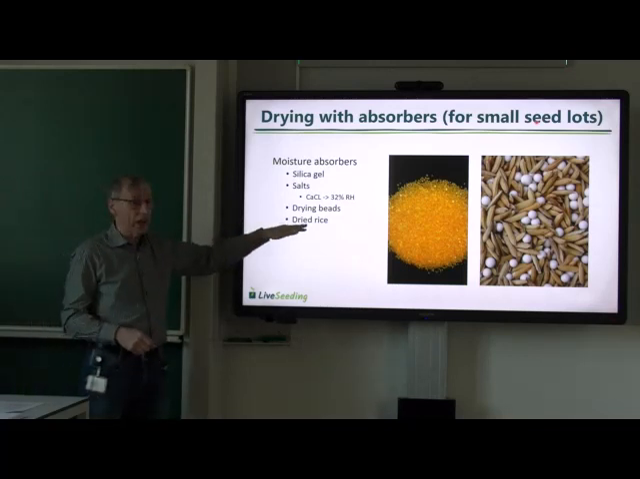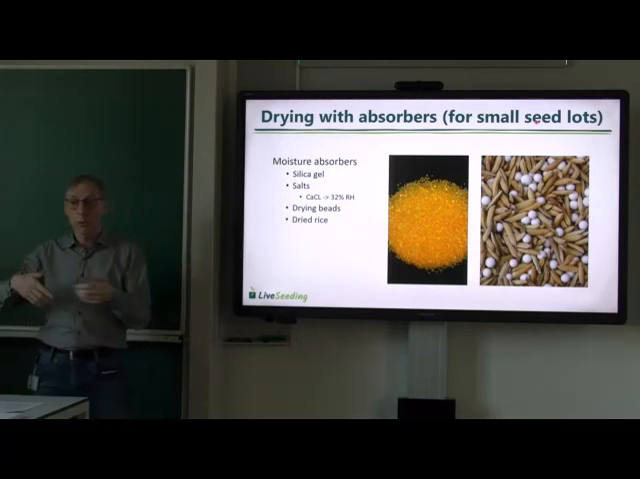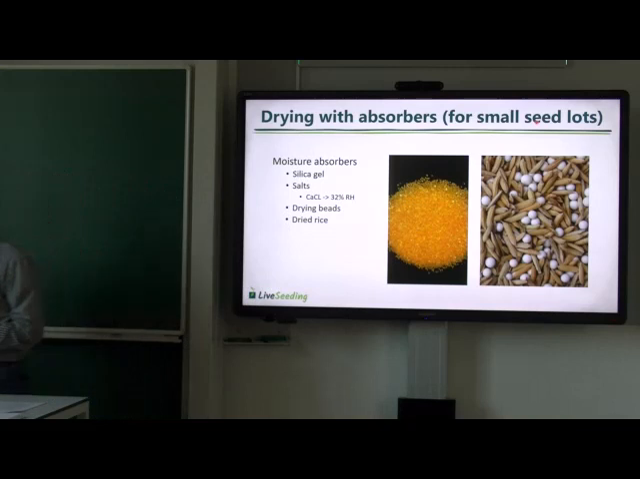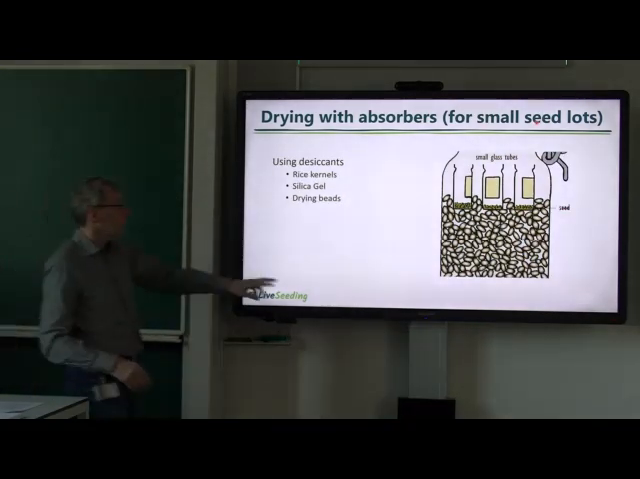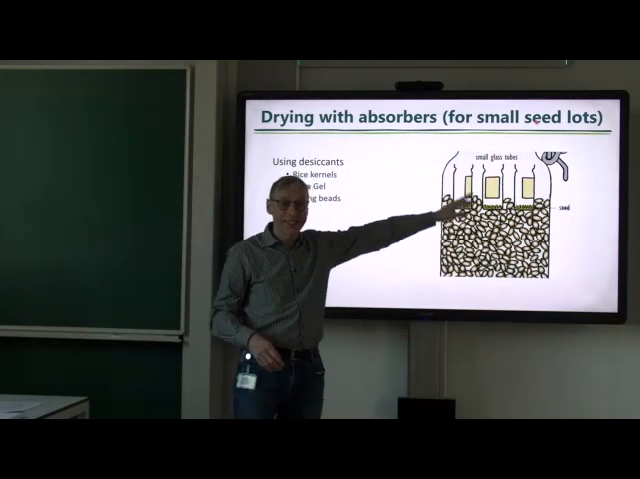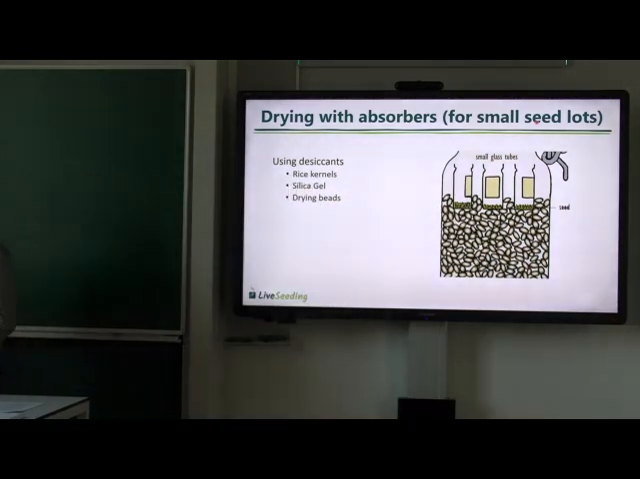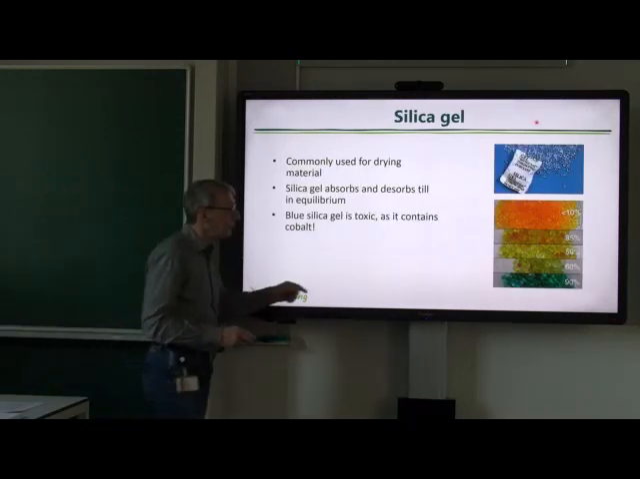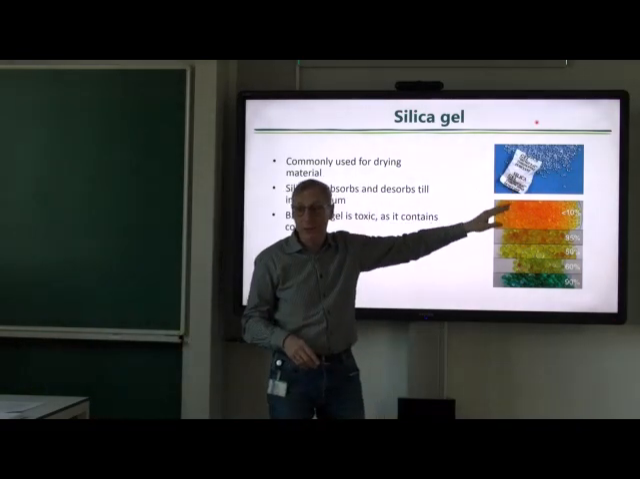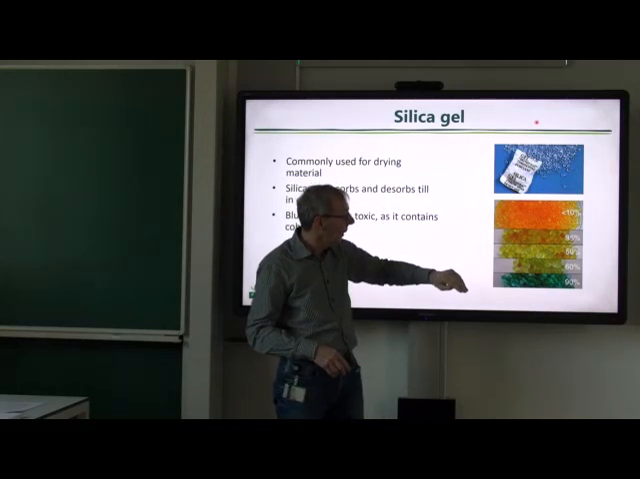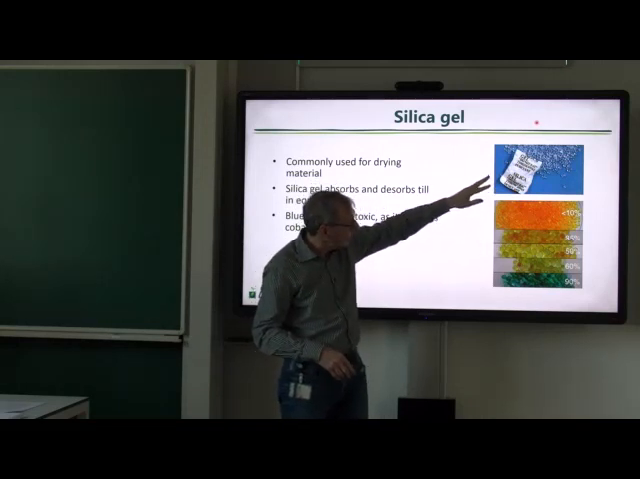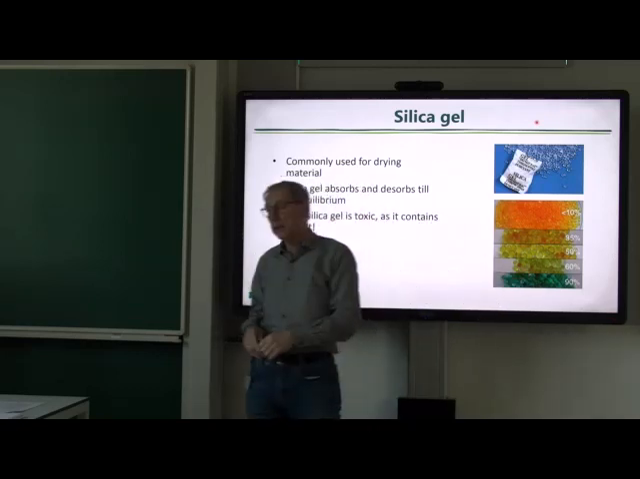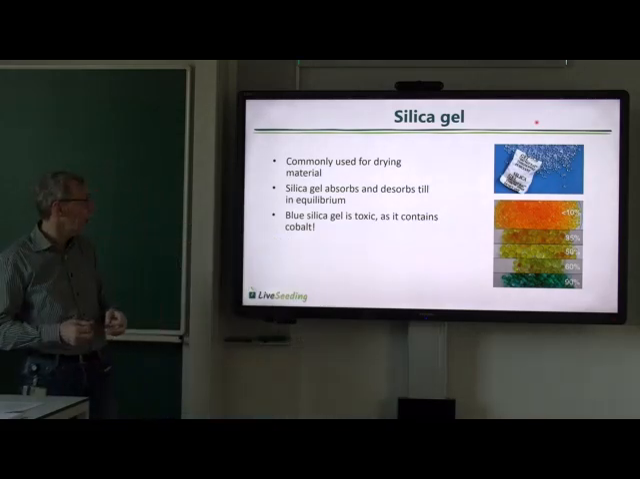Some you can even use dry rice. So if you have rice, you warm it up in the oven to dry it, and then you can put your dry rice with your seeds to dry them. If it's small amounts of seeds, you could do that. Silica gel is, I think, more useful. Silica gel, well, these are the packages. If you buy shoes, often there is such a package there. You can buy silica gel also with a color indicator in it, and the color changes with the relative humidity, so you know when to regenerate it.